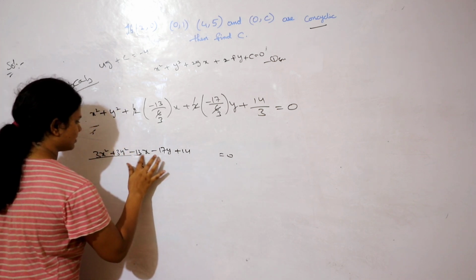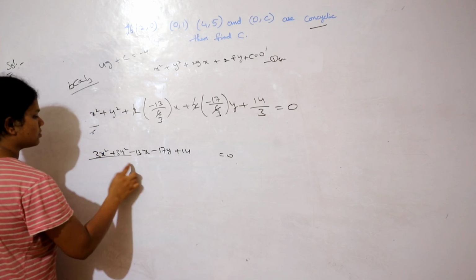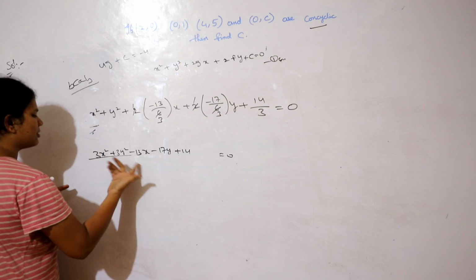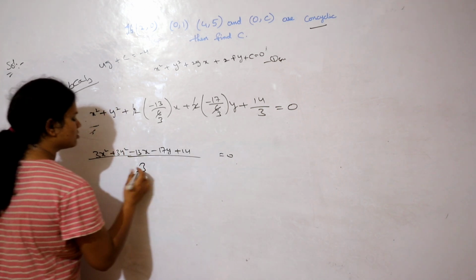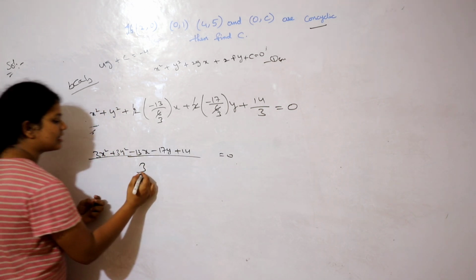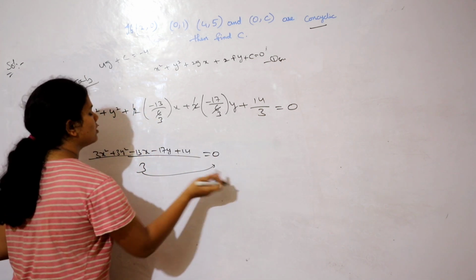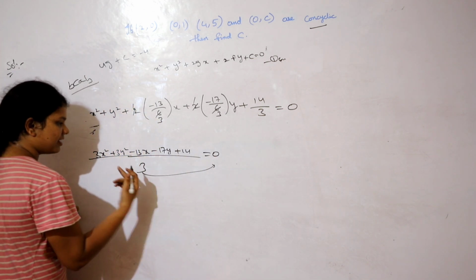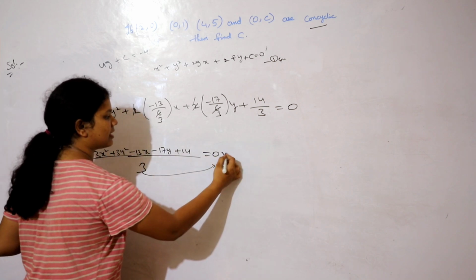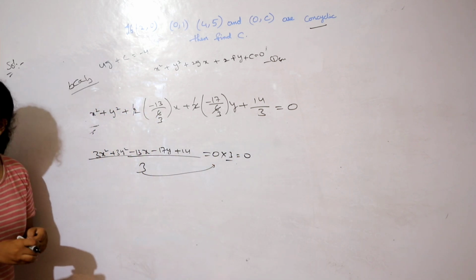So this is what we will be getting at last. It's LCM into numerator by denominator, right? Now take this 3 to the other side, so it equals 0. If you take this 3 to the other side, it gets multiplied instead of divided. So this equals 0, and 0 into 3 is 0.